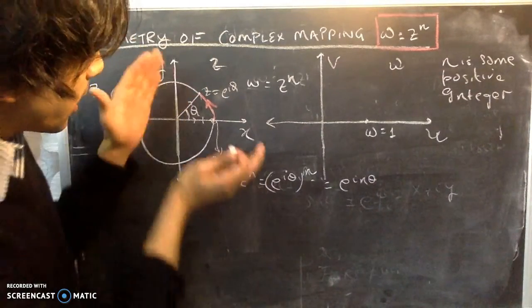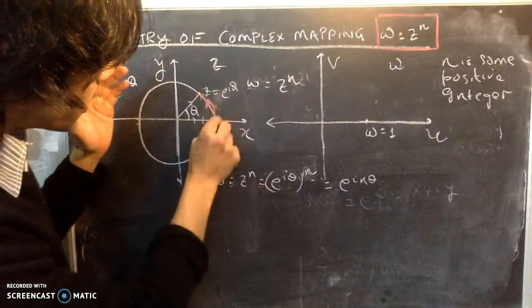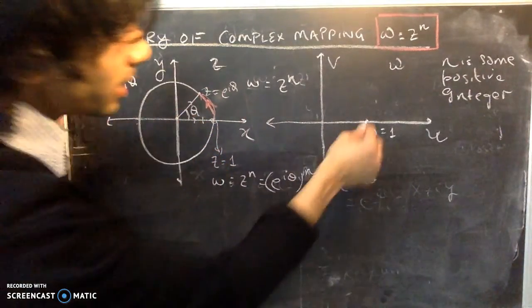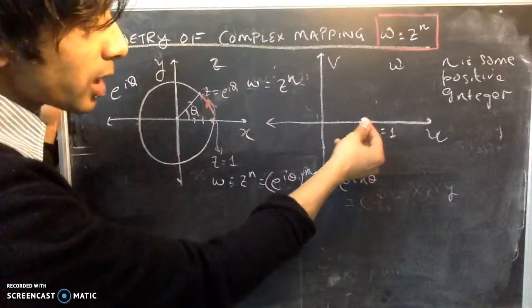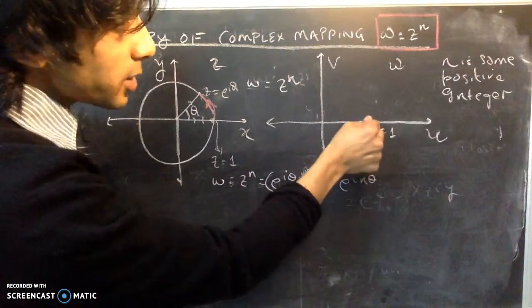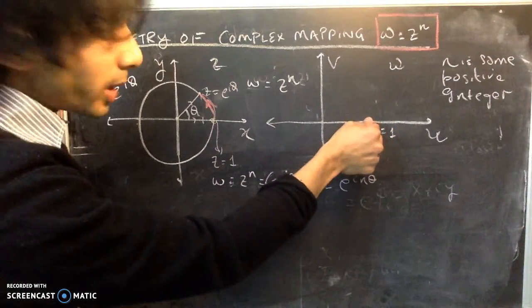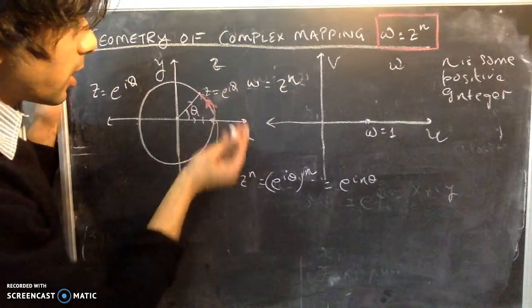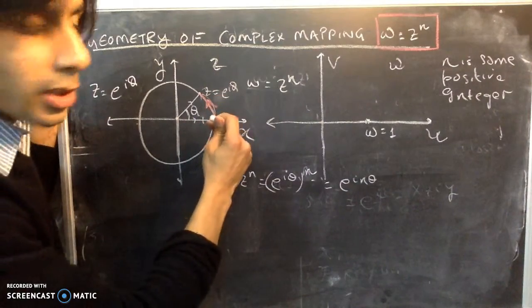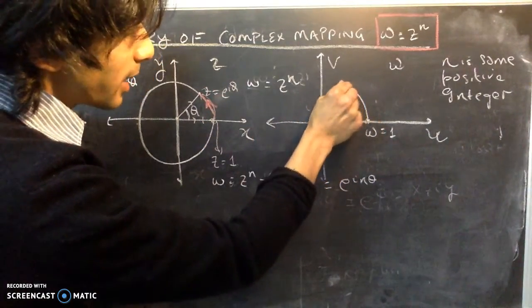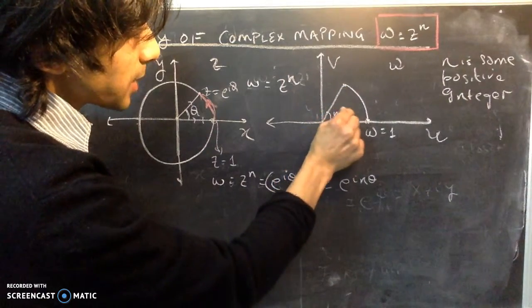In other words, if the arc that you subtend at the origin makes an angle theta in the z plane, then as you start walking in the z plane, your image starts walking in the W plane, starting at the point w equals 1, and once you've covered an arc that subtends an angle theta at the origin, your image would have covered an arc that subtends an angle n times theta at the origin.